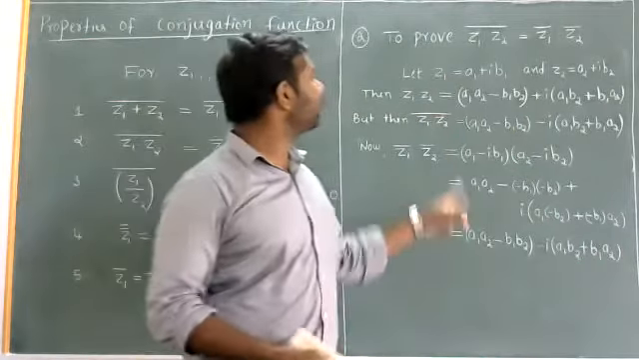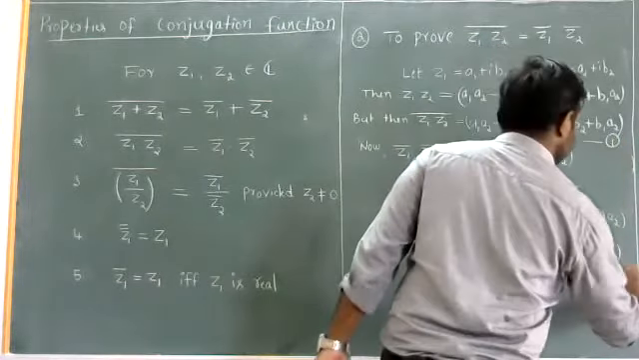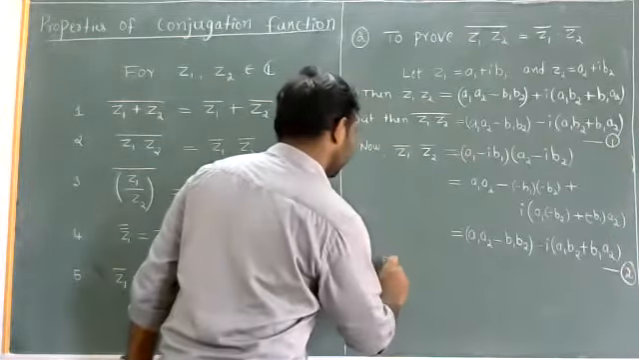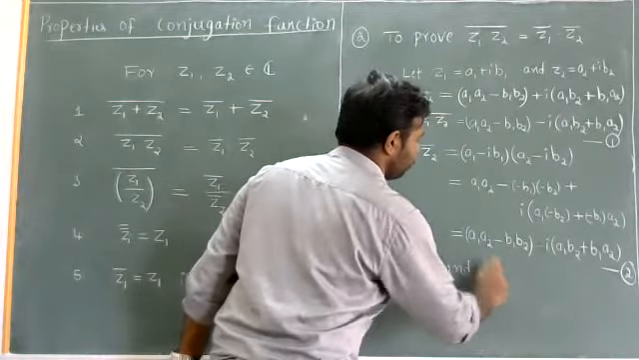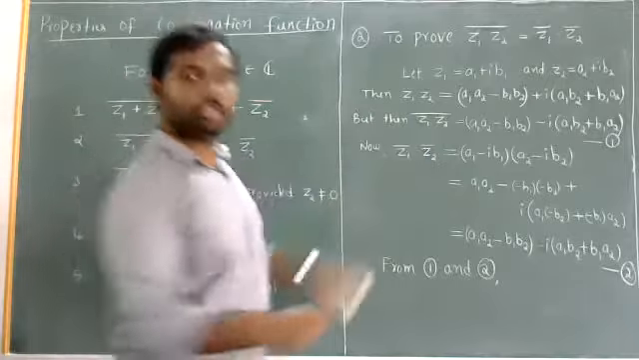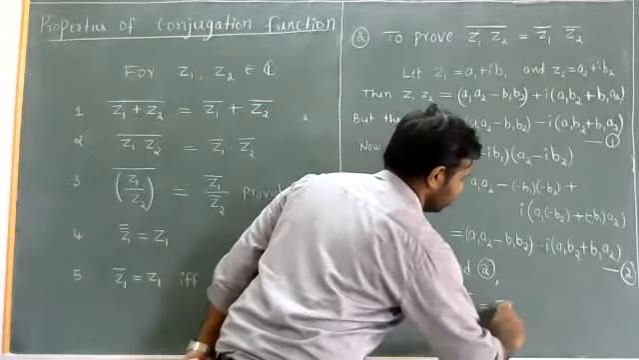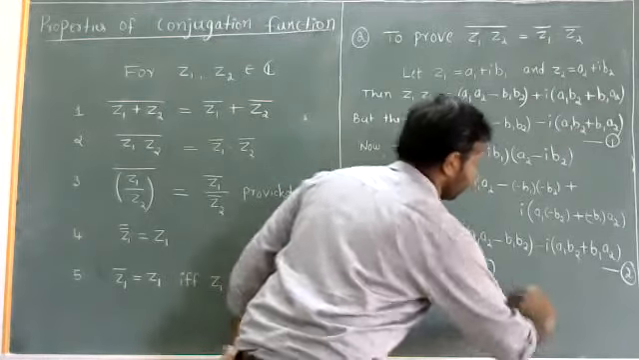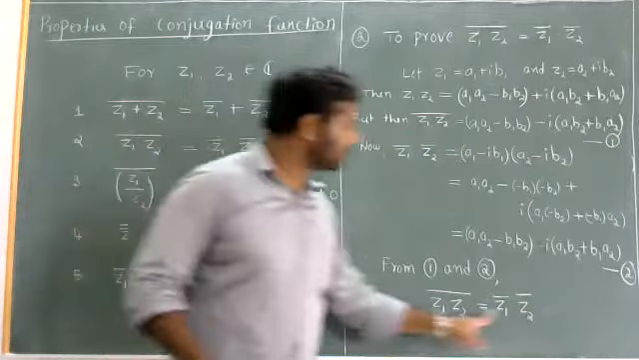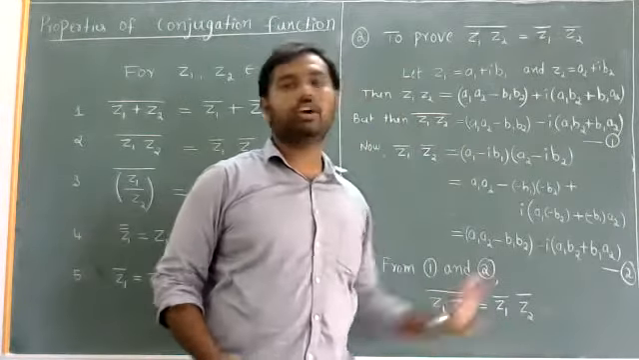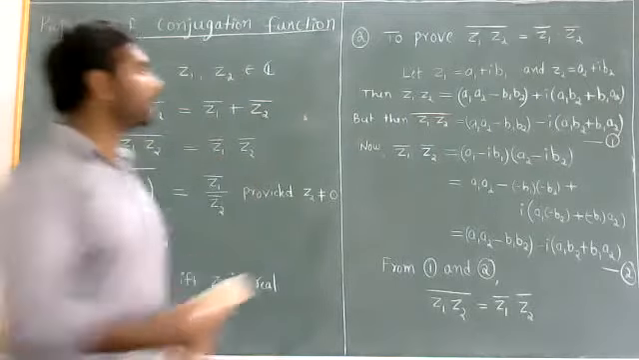So now compare LHS and RHS. If I call these 1 and 2, from 1 and 2, what do we have? LHS is equal to RHS. That is what we got: the conjugate of the product is the product of the conjugates. Right? This proves the second property.